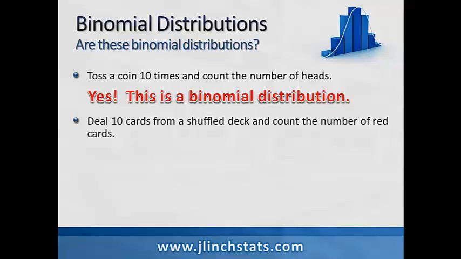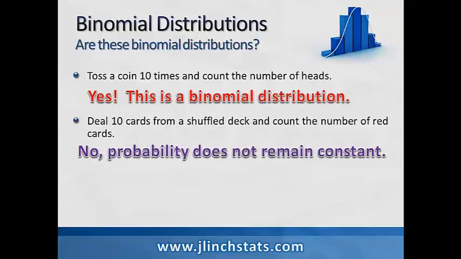Are the outcomes of different trials independent? And here's where we run into trouble here. If we're dealing 10 cards and we're not replacing those cards back into the deck, then our probabilities are constantly changing on whether a card will be red or black. So the outcomes of different trials are not independent. They're actually dependent on what previously happened. Thus, the probability that a trial results in success is not the same for all trials. So here, we do not qualify for a binomial distribution because of our probabilities. The probability does not remain constant here.